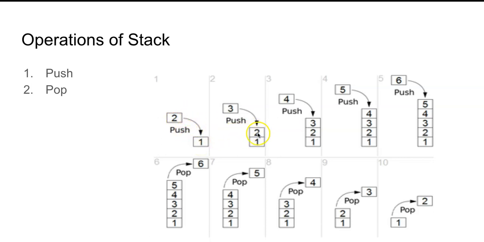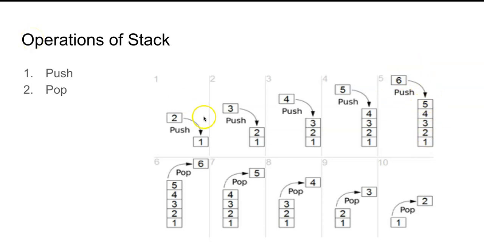After pushing 2, the top element is 2 and below 2 there is 1. If you want to push 3, similarly 3 is placed on top of 2. If you want to push 4, then 4 is placed above the 3. After pushing 6, the top of the stack will be 6, then 5, 4, 3, 2, 1.